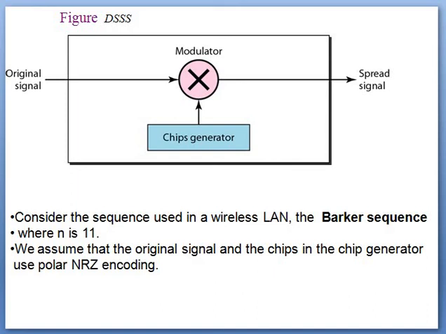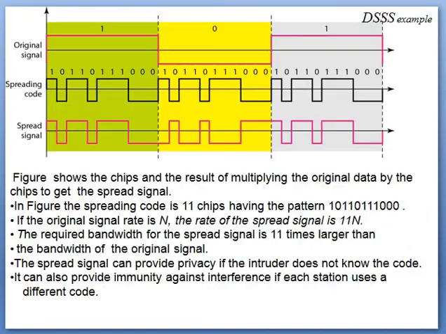Consider the sequence used in wireless LAN, the Barker sequence, where N is 11 bits. We assume that the original signal and the chip generator use the polar NRZ encoding method. As shown in the figure, the original signal has the message 101 and the spreading code has an 11 bit pattern, the Barker pattern.